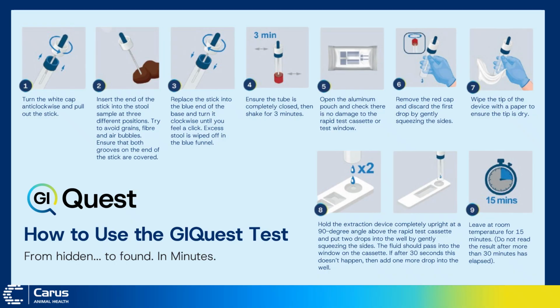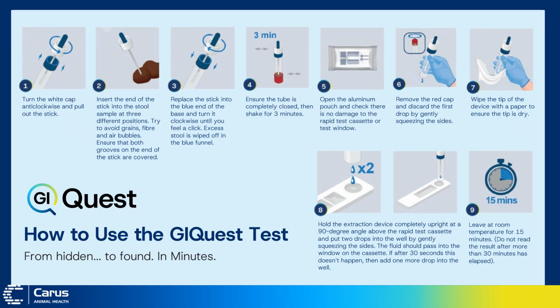Just to go through, briefly, how to run the test. It's really simple. We just have the test tube, which has a stick attached to one end, which when you unscrew it, the whole thing comes out. And you just pop that end. There's two tiny little grooves in the end of the stick, which is all that needs to be filled. It's a really small amount of stool that's needed.